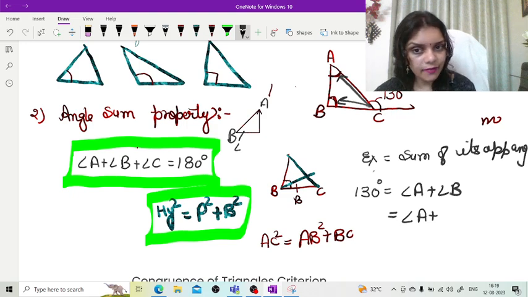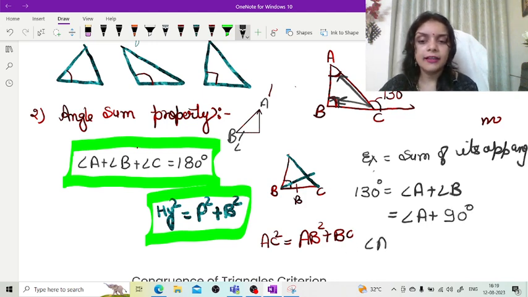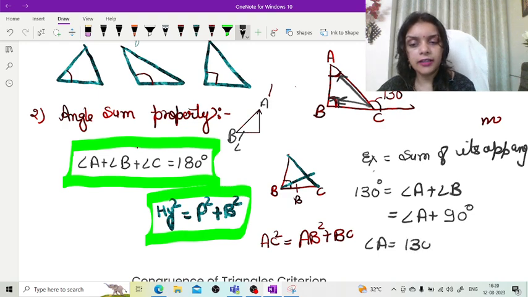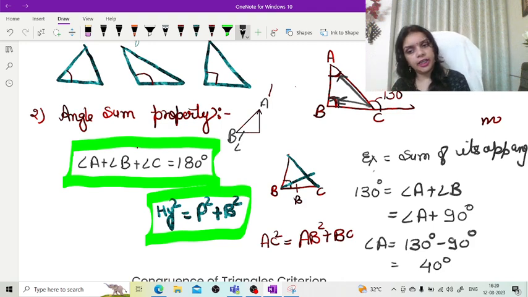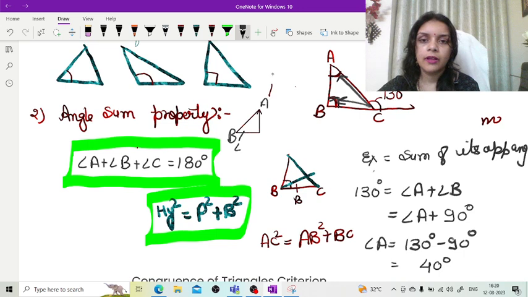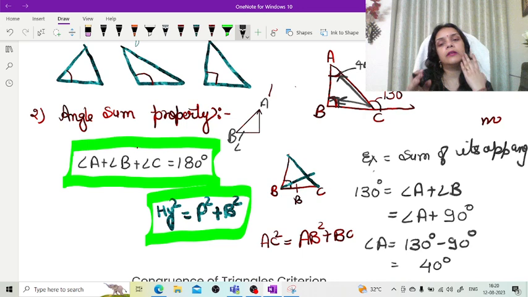No, this is given. Why? Because this is the symbol of 90 degree. We can put here 90 degree. Then angle A will be equal to 130 degree minus 90 degree, 40 degree. So what will be the value of A? 40 degree, right? So this will be 40 degree. Fine. So like this we can use exterior angle property.